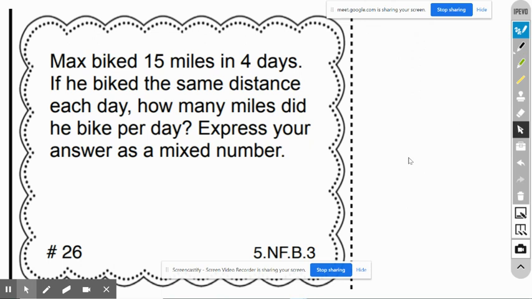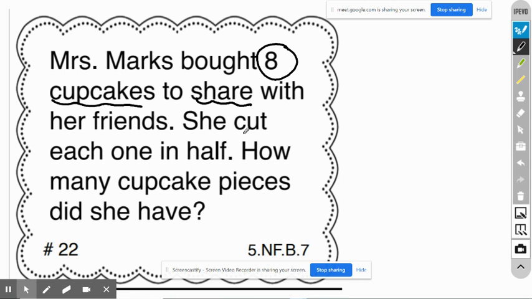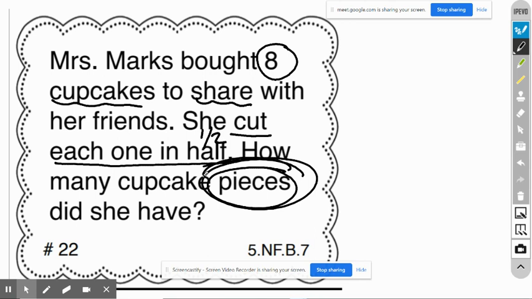Okay. All right. Let's try another one. Time. Slow down. Mrs. Marks bought 8 cupcakes to share with her friends. She cut each one in half. How many cupcake pieces does she have, or did she have?